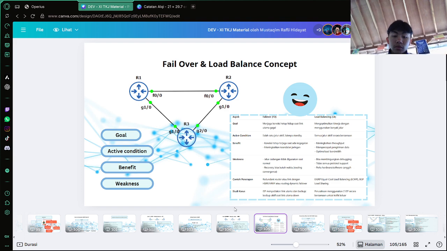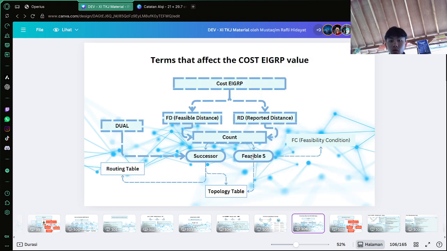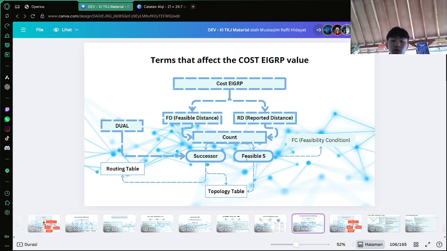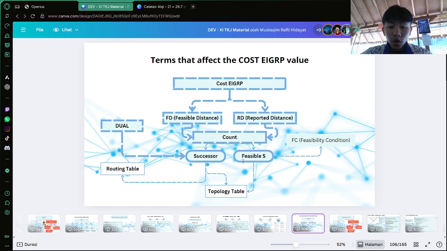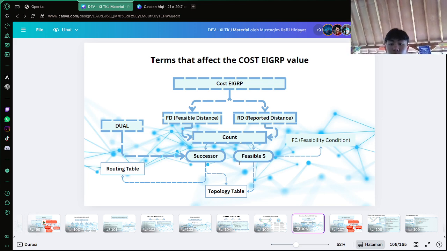Implementation examples. Failover is a redundant router or dynamic routing with backup paths, and load balancing is EIGRP equal-cost load balancing and BGP load sharing. And go to the next slide. Topic: effective cost, EIGRP metric. EIGRP cost calculation overview: EIGRP uses sophisticated metrics beyond simple hop count.